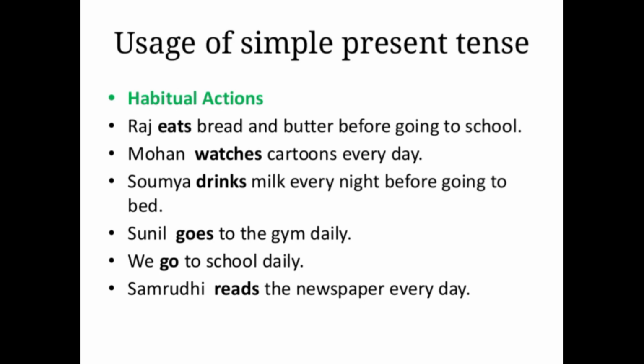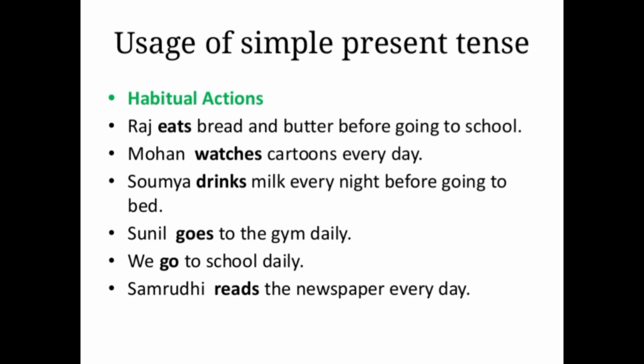See here, Soumya, Sunil, Samruddhi, these are third person singulars. That's why the verb here takes the s or es form. Okay, here we have drinks before the subject called Soumya. Here we have goes before the subject called Sunil. Here we have go, because it's first person plural, we. And Samruddhi reads. It's not read, it's reads, because the subject here is third person singular.